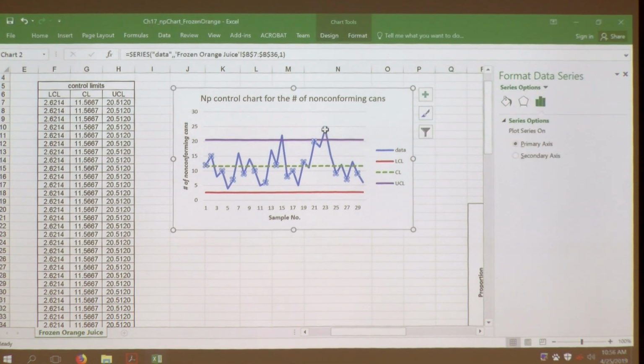Then you just click, and if you move the cursor on this one, it will show up. It seems that it's data point 23, value is 24, and for this one is 15. That means if you do the production, the batch, samples 15 and 23 got problems. That means you need to figure out what's going on over there. Then if you observe out of control, what do you do?